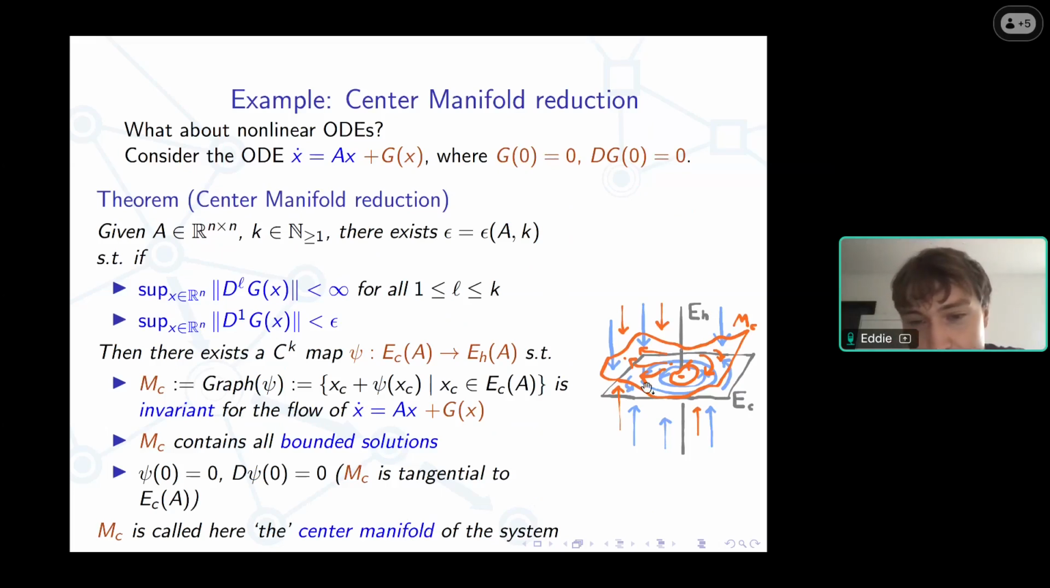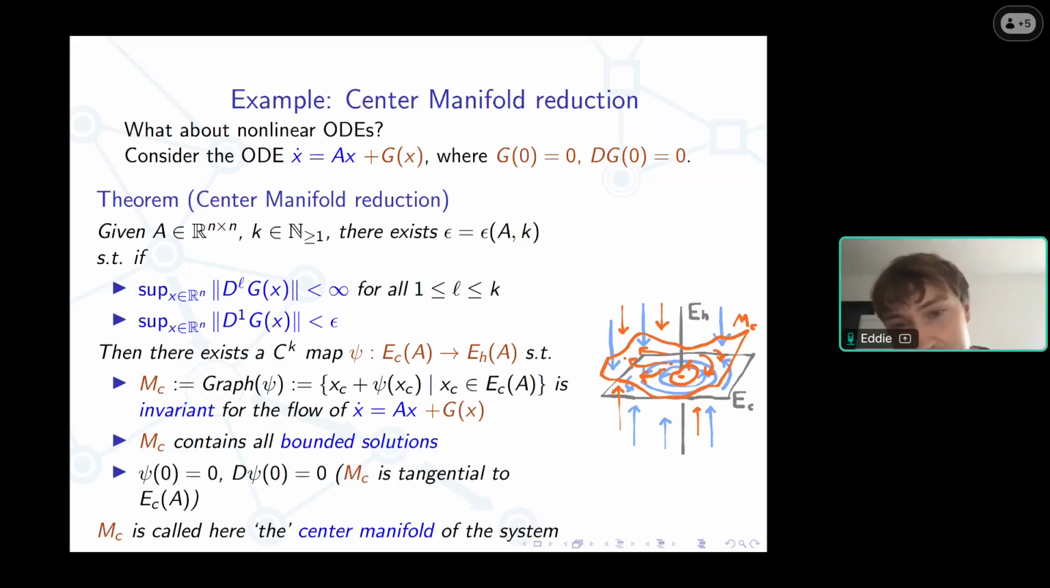So this is a very important result because this can be a major dimension reduction. Maybe your whole system is 1,000-dimensional, but EC only corresponds to those eigenvalues that are precisely on the imaginary axis.